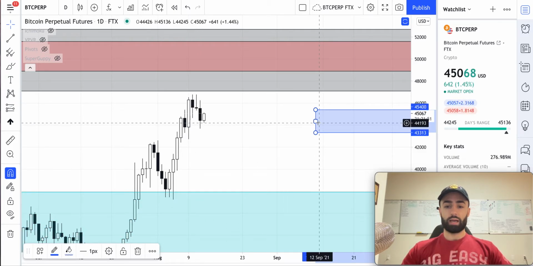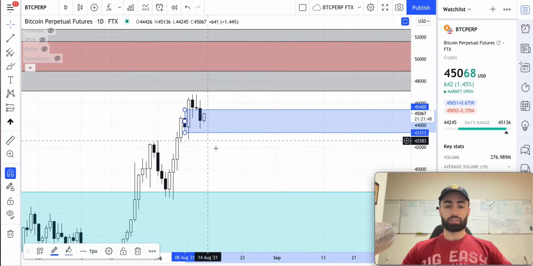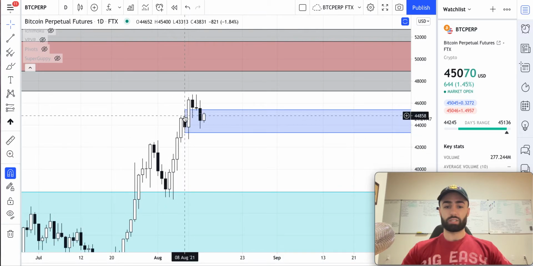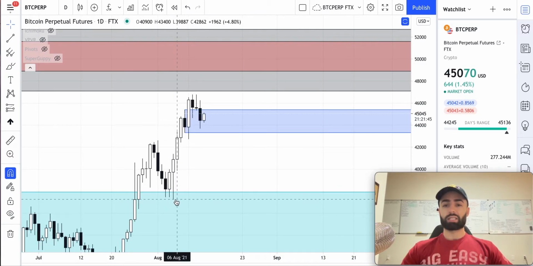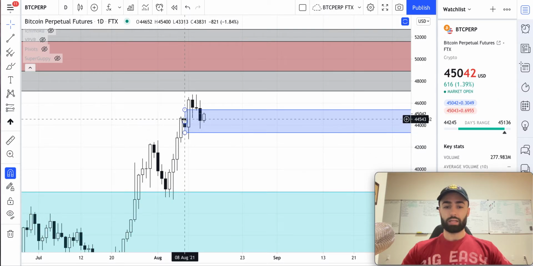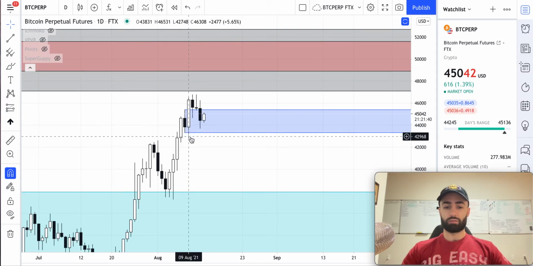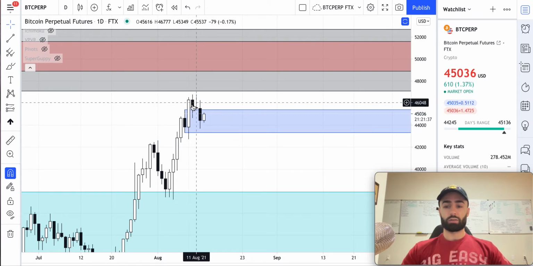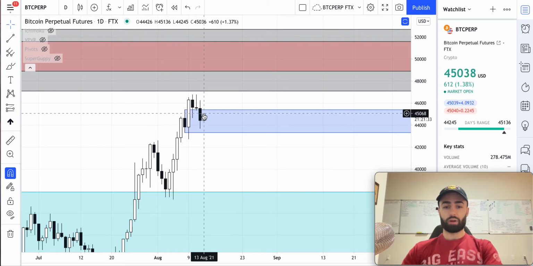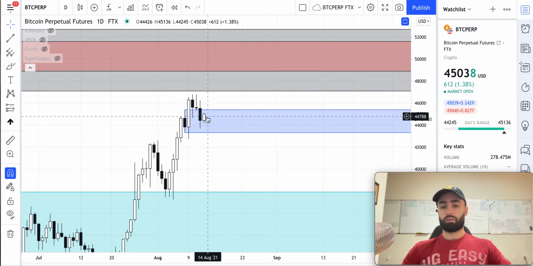So once we get that, this level ends up turning into a support. And the reason for that is because it was initially resistance. So we ran into it here and rejected off of it to form this low right here. And then we came up and closed above this key high. So now this is an area for support, and you can see price is starting to react off of this level.